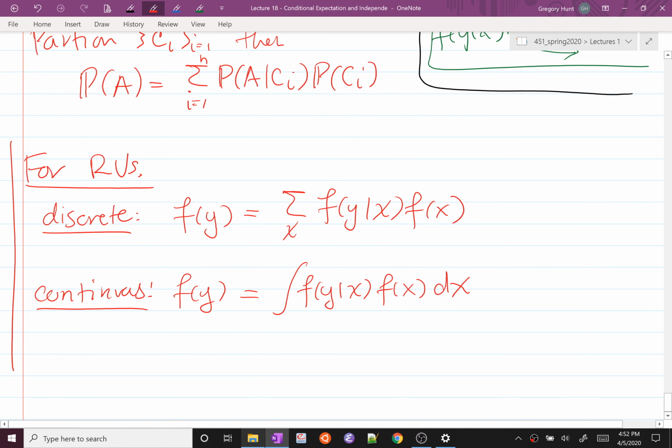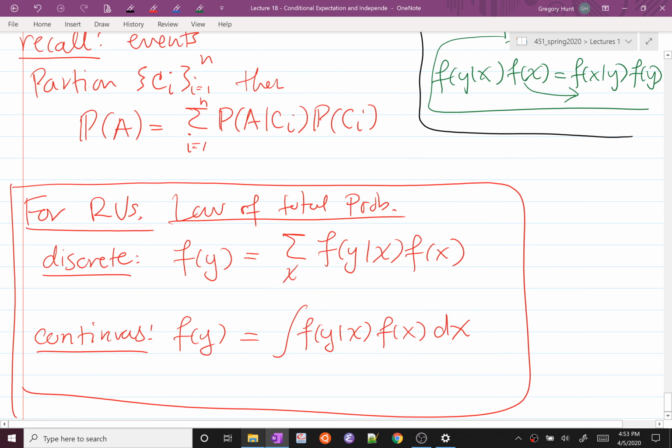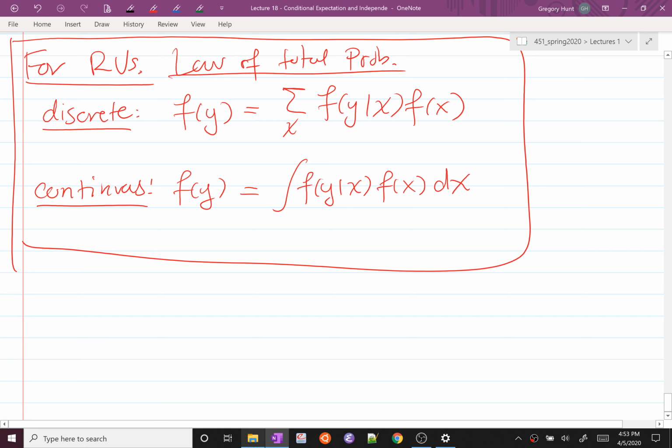So this is a similar law of total probability. These laws should hopefully look very familiar because they're very similar to what we saw for events. Now we're just doing it for random variables. And we can look at a real quick proof of this. It won't be too surprising, right?